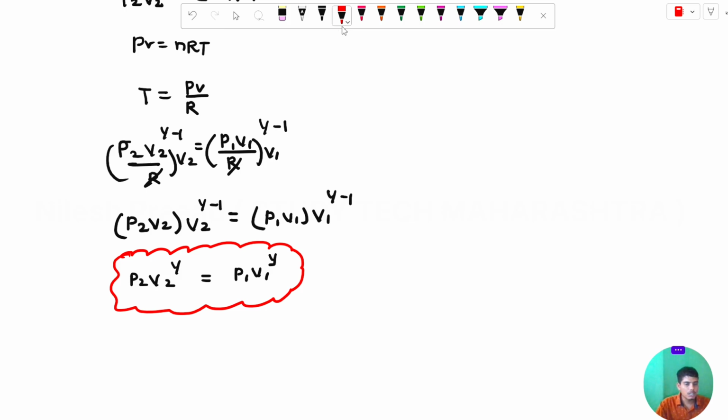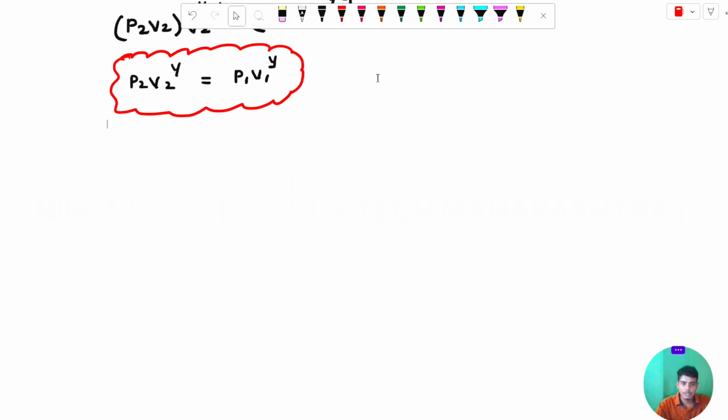Correct. Now the next relation is the second relation, with pressure and temperature.